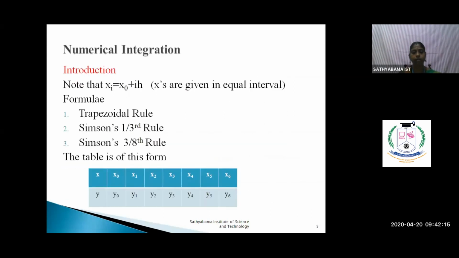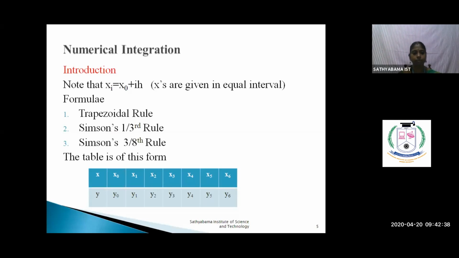You look at that example, the data, how it is given: 6 intervals. And I told you, what is that number of intervals in this example? What is my number of intervals? 6. So 6 is an even number. Also it is a multiple of 3. So for this example, I can use all the 3 formulas.